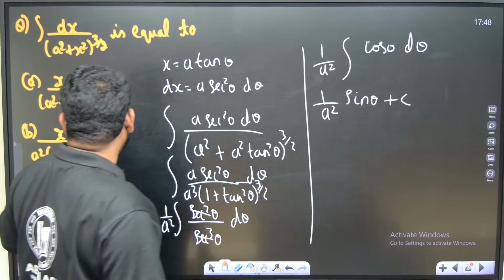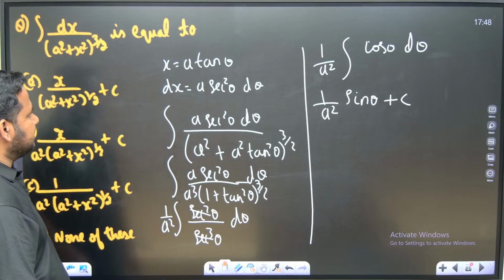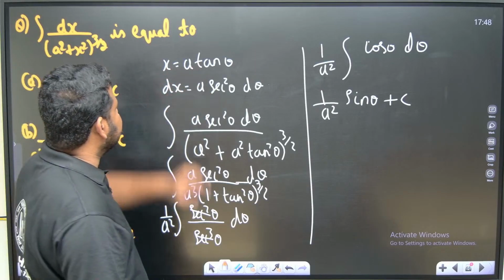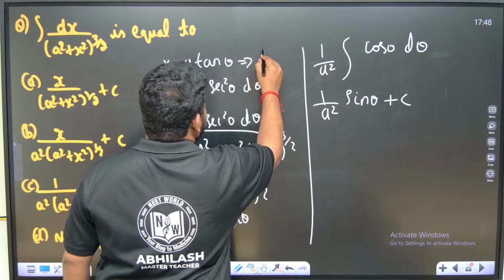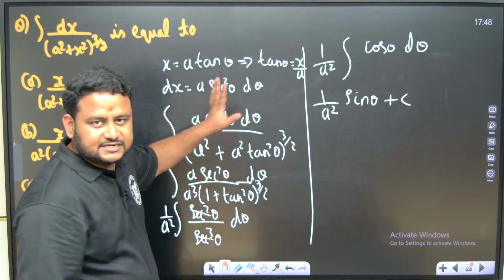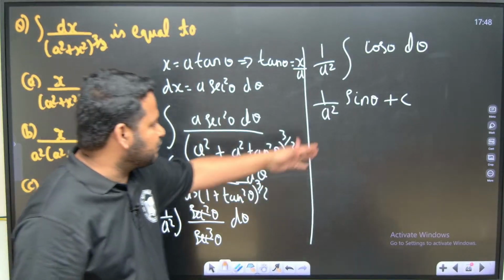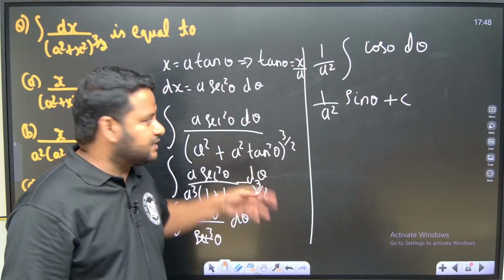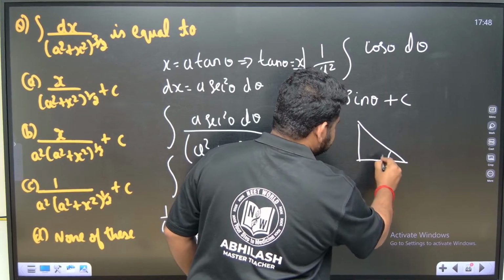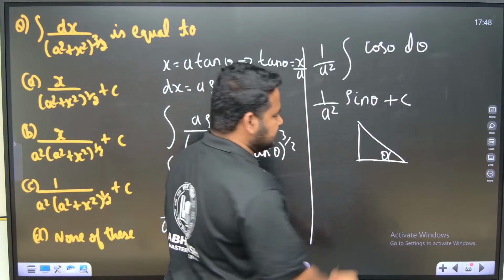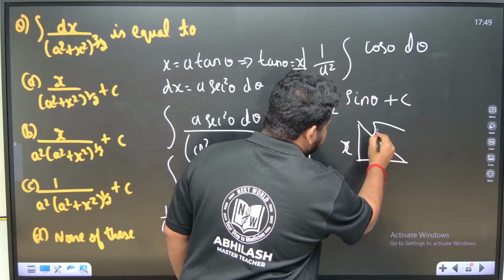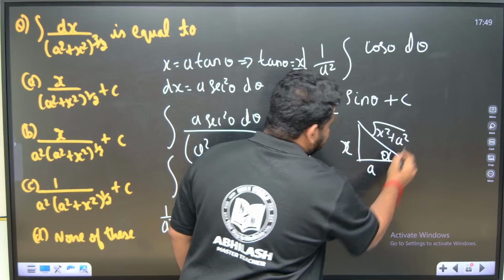But here it is not given in the form of sin theta. Here we have to write it in form of x and a. So we have x is equal to a tan theta. This implies tan theta is equal to x by a. Now using the triangle you can find out what is sin theta. We got tan theta is equal to x by a, that is, see here, this is theta, tan theta is equal to opposite by adjacent. What will be the hypotenuse? This will become square root of x square plus a square.